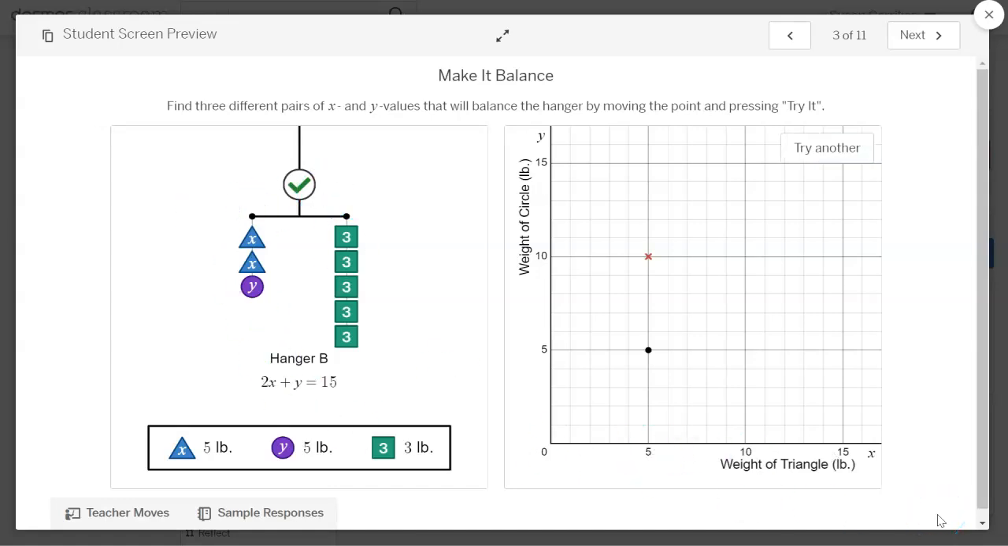I'm not going to do any more of the activity because I don't want to give away these answers, but you do get the hang of this. They're making the connection between this model and this graph, and hopefully they're actually making some connection to the equation as well, because that is the goal, to get us from the model to a graph to an equation.